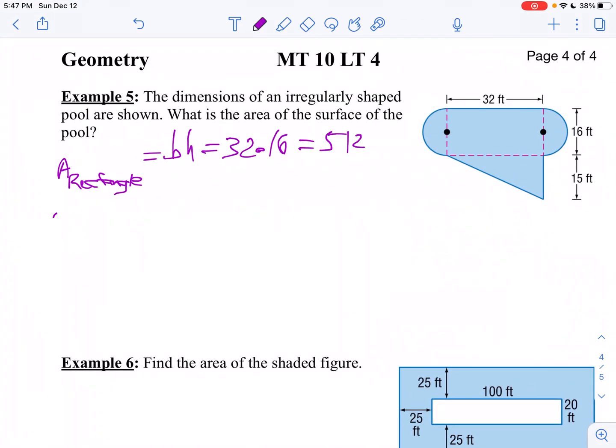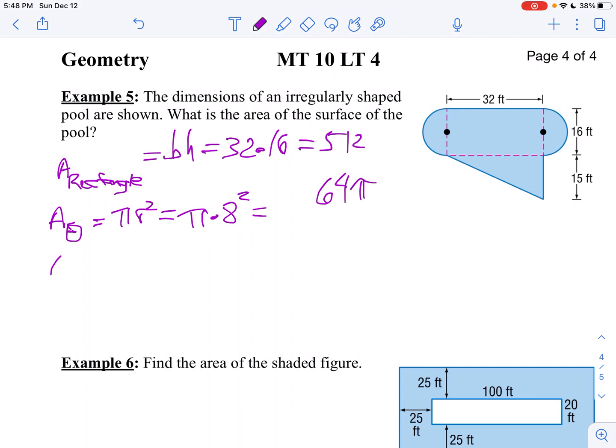Now let's find the area of my circle. Well, I know area is pi r squared. So the radius of my circle is going to be 8 because my diameter is 16. And notice what happens here. I have a half a circle and a half a circle, so put them together and that makes a whole circle. So I know the area is 64 pi.